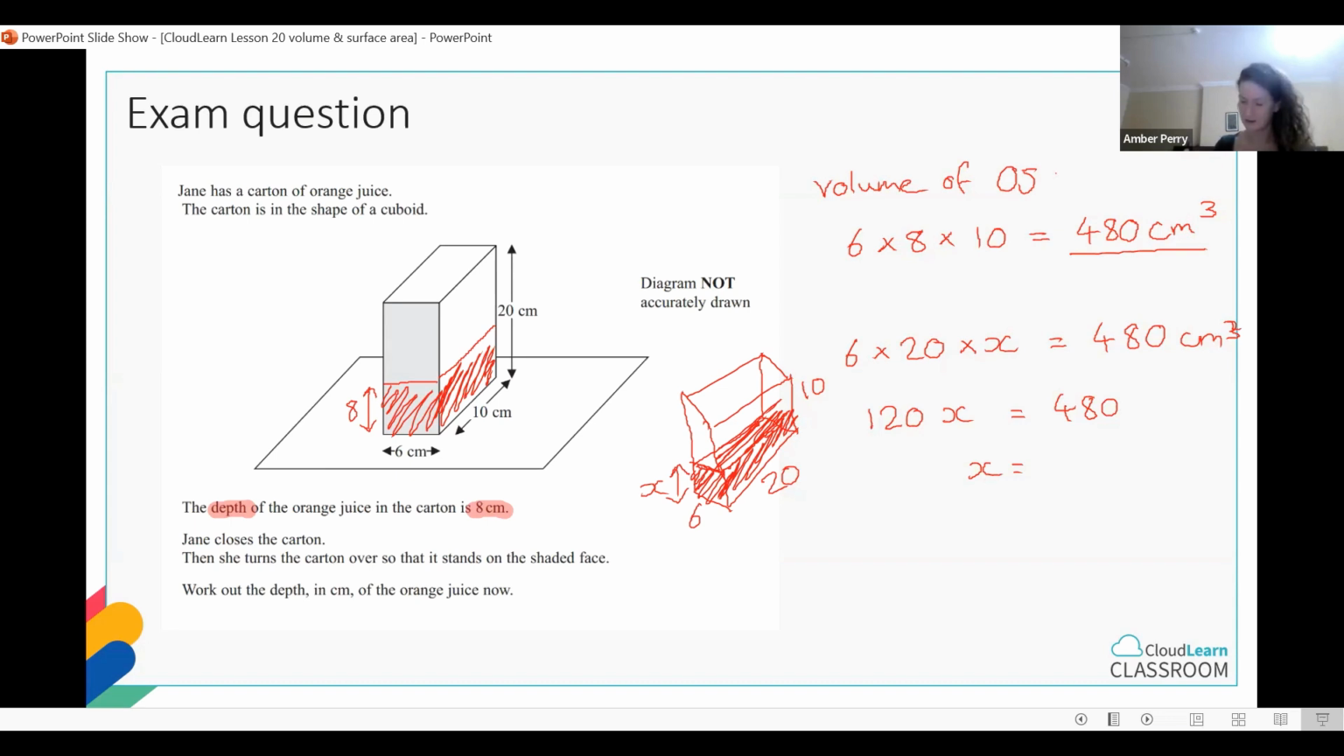which is 4 centimeters. Okay, so hopefully you can see how a question that might initially look a little bit confusing can be broken down, and you can work it out just doing it bit by bit. So thinking, what do I need to know first? What do I know next? Okay, and it's a volume question.